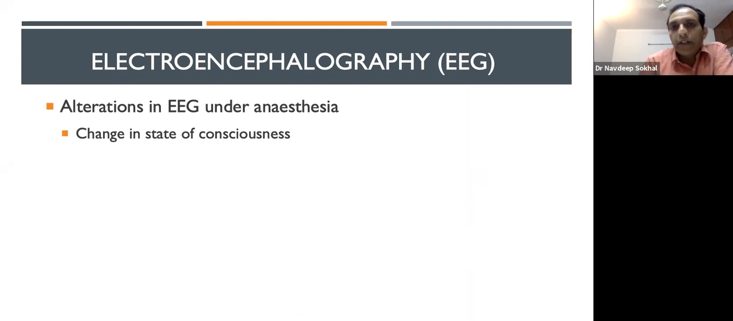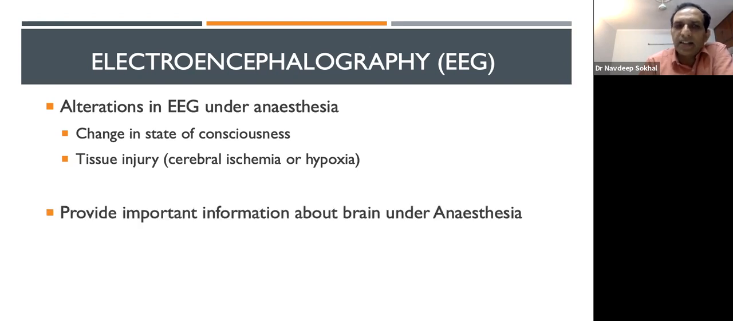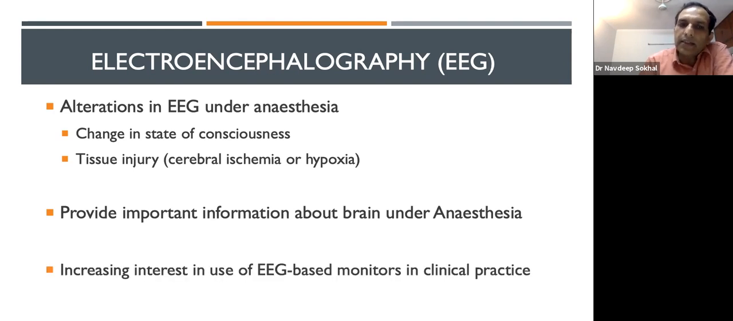But mind it, I would also like to tell you here that these EEG changes can sometimes occur because of tissue injury like cerebral ischemia or hypoxia. So if there is any injury to the brain tissue, the changes of hypoxia or ischemia can cause changes in the EEG waveforms also. But usually when we are measuring depth of anesthesia in a normal patient, it is because of change in the state of consciousness. And these changes actually provide important information about the brain and anesthesia. And that's why this has increased our interest in EEG based monitors in clinical practice.